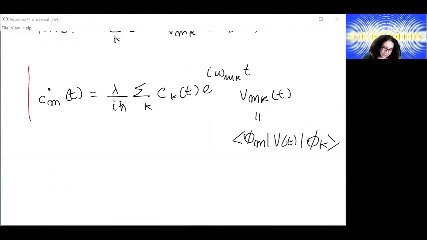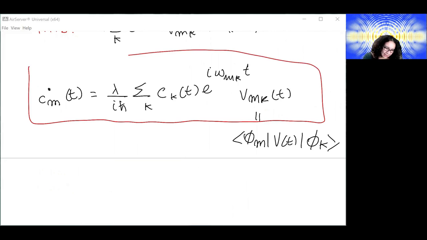So with this, we can see that we can reduce in the interaction picture the time-dependent Schrodinger equation to coupled differential equations. Because we are working in the interaction picture, they don't depend on H naught.